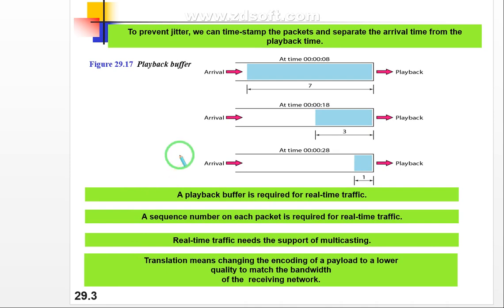So now coming to the buffer position. I mentioned before that we have a buffer where we can store the data for a temporary time. Again, to prevent jitter, we can timestamp the packet and separate the arrival time from the playback time. So the playback buffer means you are receiving your arrival time from 1 to 7, but your play time is starting from second 8. Your data is stored in a buffer, so now you can watch it, read it, listen, talk, whatever. So this is the buffer position.